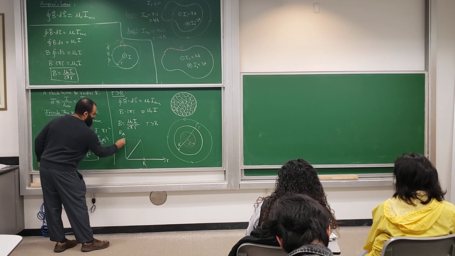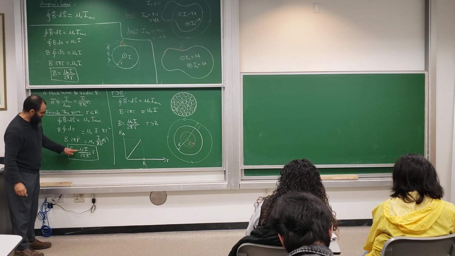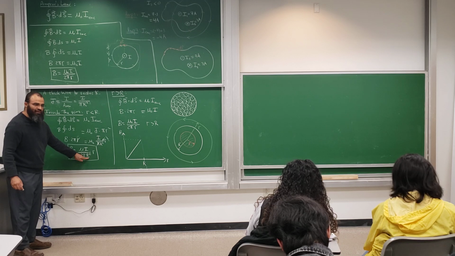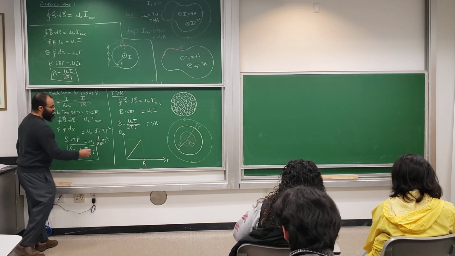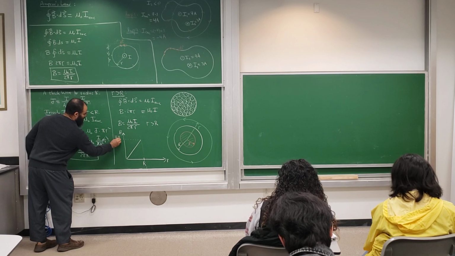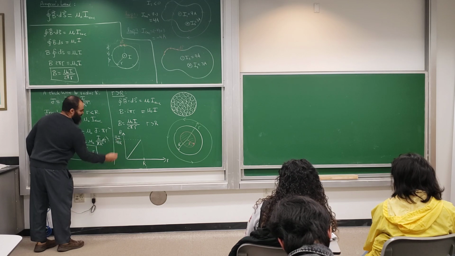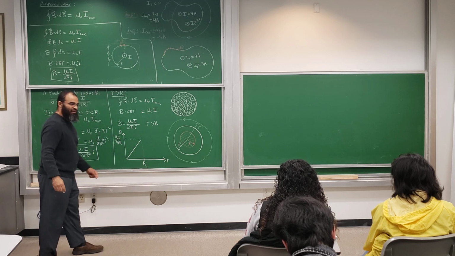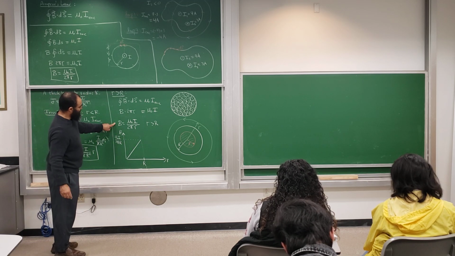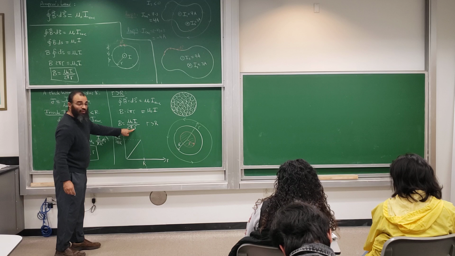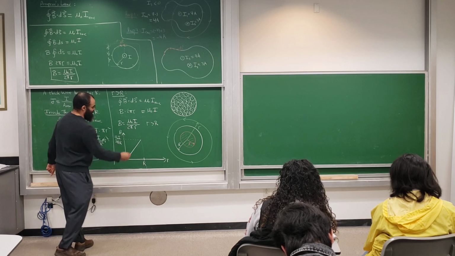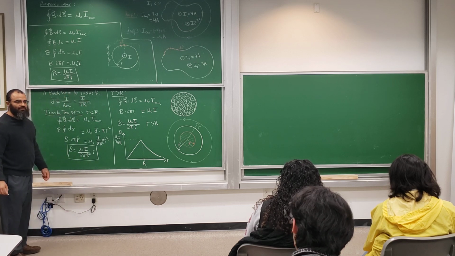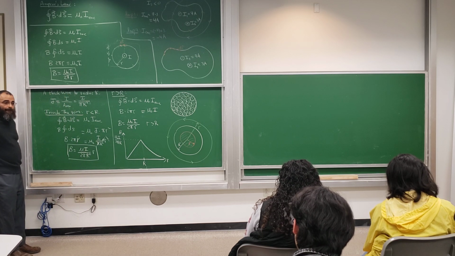What's this point here? Yes, r equals big R, which is mu naught I over 2 pi capital R. Now when you're at the surface of the wire, now you're outside. Outside, this one applies. It also drops. It goes like this.